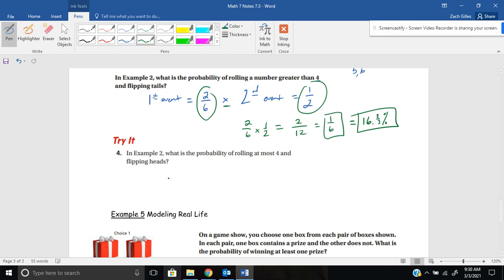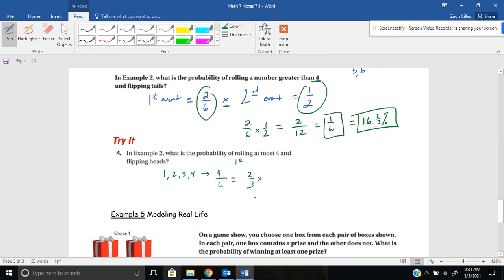So, probability of rolling at most 4. That would kind of be the opposite, so you can't roll a 5 or a 6. You can roll a 1, a 2, a 3, or a 4, right? So what's the probability of that? Well, there are 4 favorable outcomes over a total of 6 possible when you roll a number cube. So 4 out of 6 is the same as 2/3 for our first event.